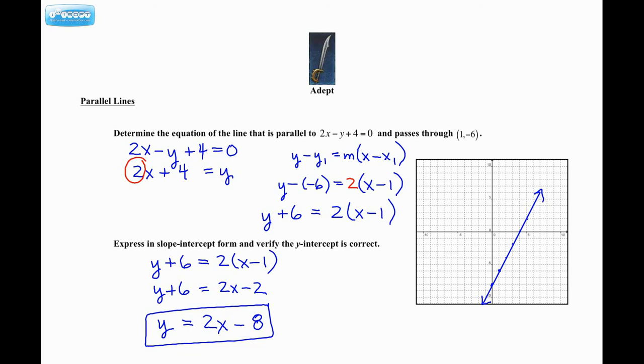Now, I didn't specify, but we could also graph the original line that they gave us just to show, in fact, that they are parallel. Okay, we certainly don't have to do this. This is extra, but I'm going to do it anyway.